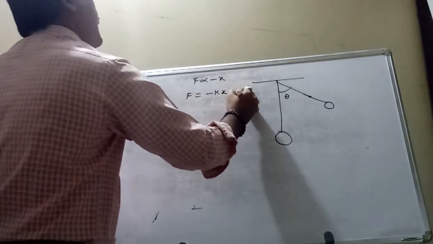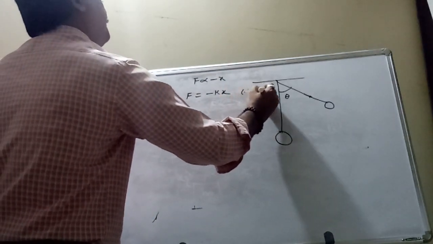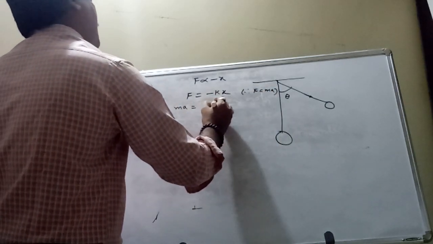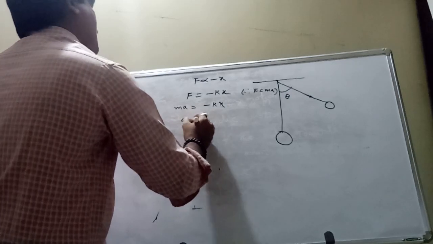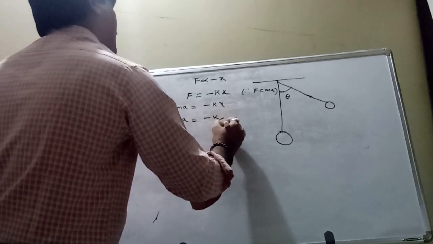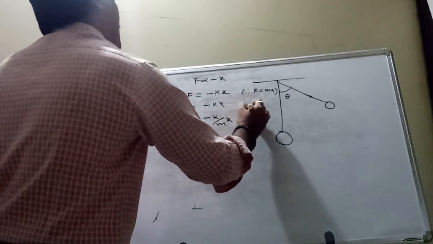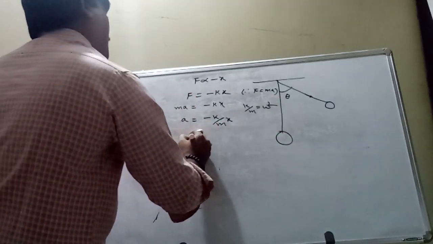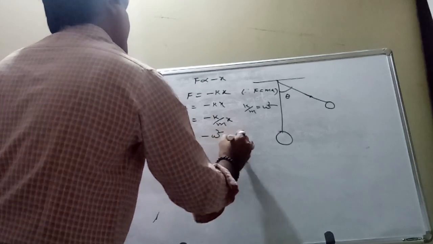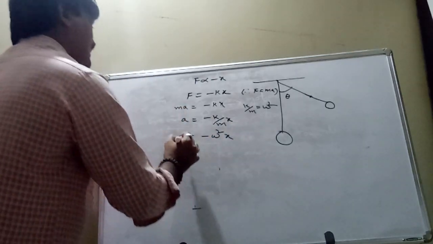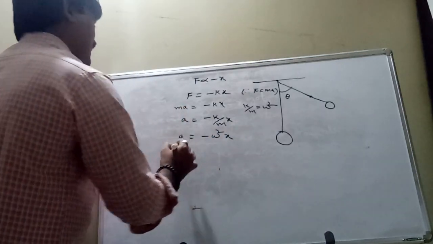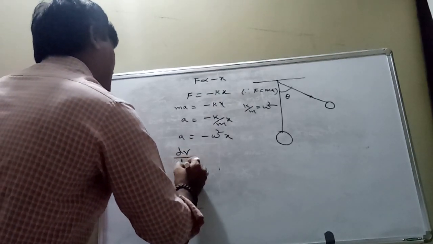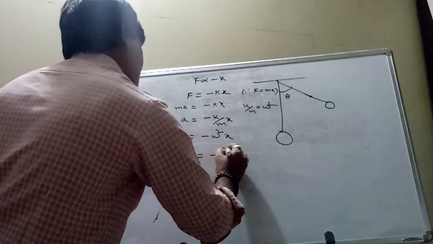By Newton's second law, F equals ma. So ma equals minus k into x, so a equals minus k by m into x. Let k by m equal omega squared. So a is equal to minus omega squared into x. Acceleration is the rate of change of velocity, so dv by dt equals minus omega squared into x.